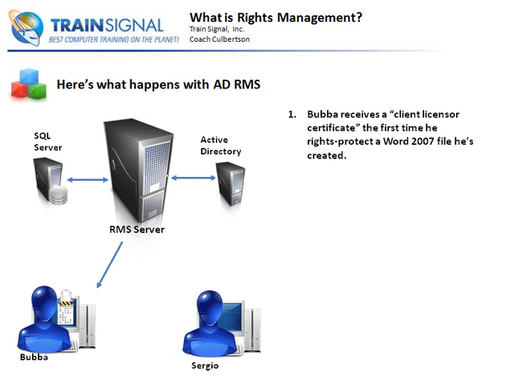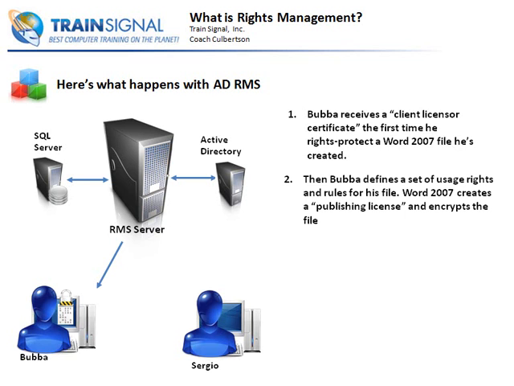There's all kinds of stuff that you can apply to this document in terms of rights. So the rights management server is actually going to issue him a certificate that will encrypt the file and also identify Bubba as the author of the document. Remember back in our certificate services primer that a certificate both identifies users and also encrypts, all right? So Bubba has an encrypted document. Once he has defined who can do what to the document, Word 2007 creates a publishing license using the certificate that was issued from the RMS server, the client licensor certificate. Then the file gets encrypted with that publishing license.